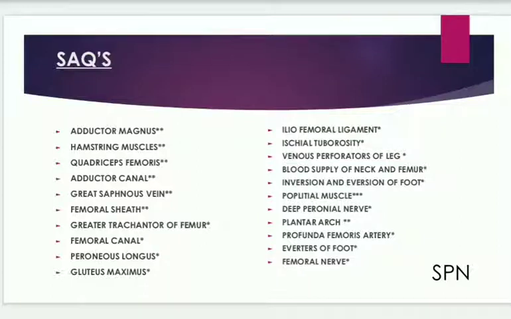When coming to short answer questions, we have adductor magnus, hamstring muscles with origin, insertion, nerve supply and action, quadriceps femoris, adductor canal, great saphenous vein, femoral sheath, greater trochanter of femur, femoral canal, peroneus longus, gluteus maximus, iliofemoral ligament, ischial tuberosity, venous perforators of leg, blood supply of neck of femur, inversion and eversion of foot, popliteus muscle, deep peroneal nerve, plantar arch, profunda femoris artery, arches of foot, femoral nerve.